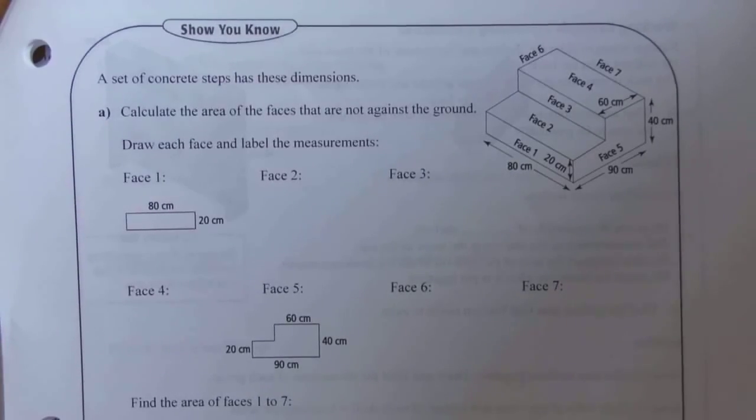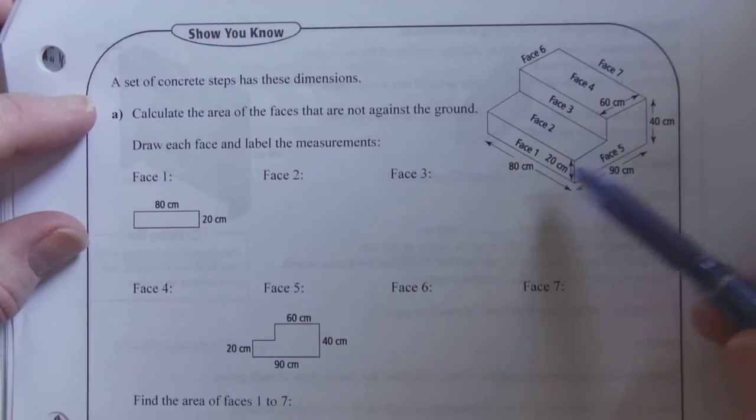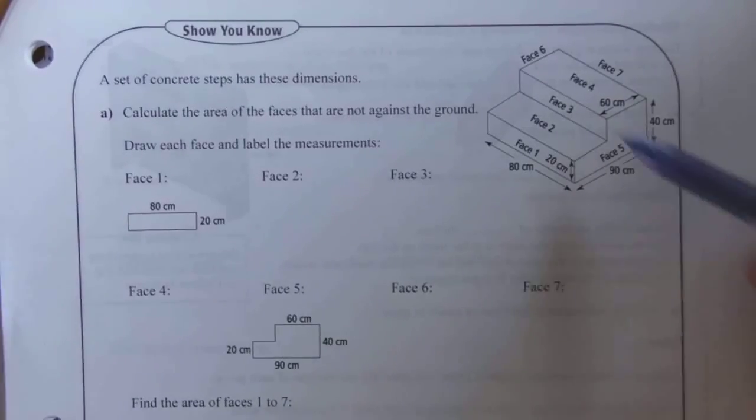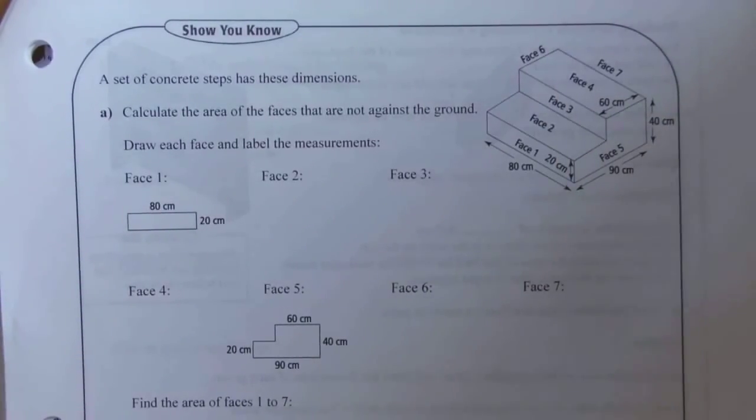A set of concrete steps has these dimensions as shown. Calculate the area of the faces that are not against the ground, so we don't have to worry about the bottom face that we can't see. But we do need to worry about the two back walls that we can't see. Draw each face and label the measurements.